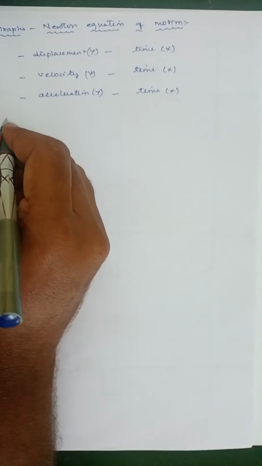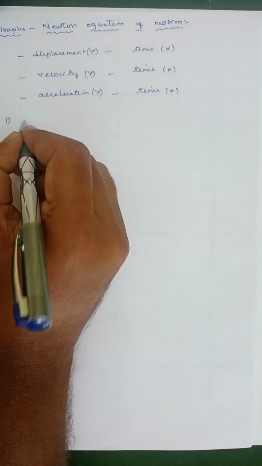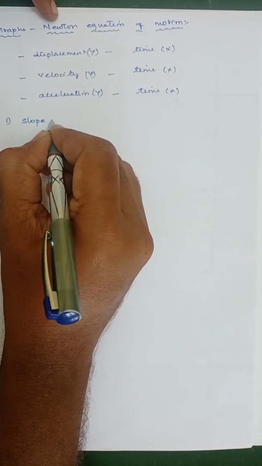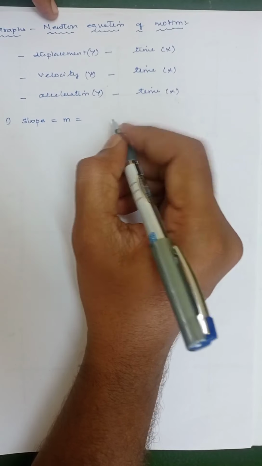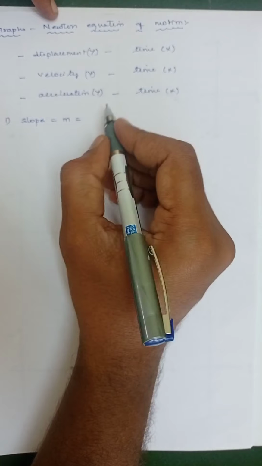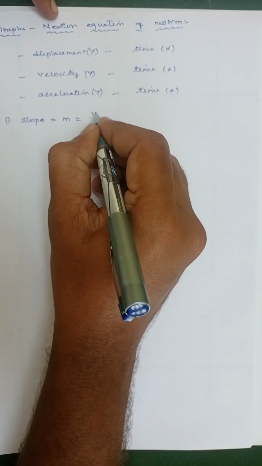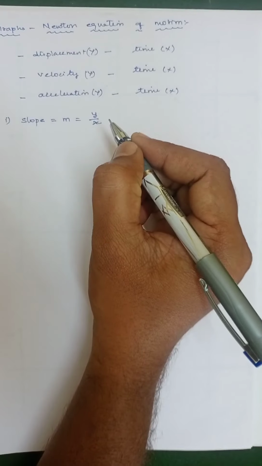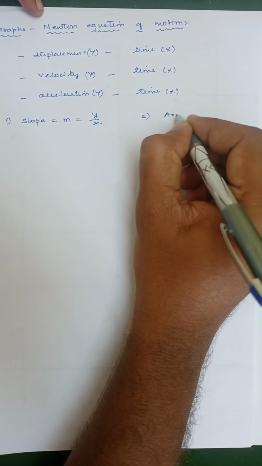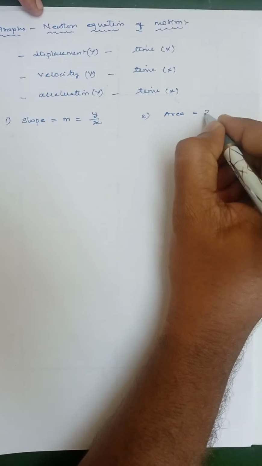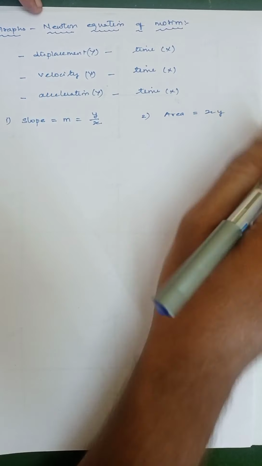For these graphs, there are mainly two topics. One is the slope, which has to be found, which gives the correct relation between the x-axis and y-axis. So slope is equal to y by x. And the second one is the area, which is the area bounded by x into y.